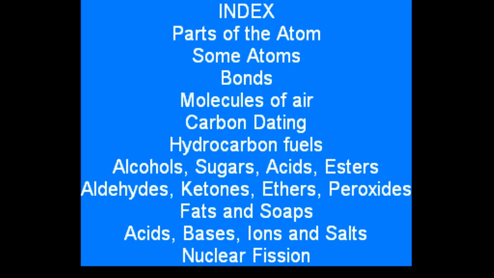Then we can clearly see why carbon monoxide is poisonous and why ozone protects us from cosmic rays. Carbon dating is explained. It allows dating of objects that are many thousands of years old. In part 2, hydrocarbon fuels are presented and their reaction with oxygen is illustrated.